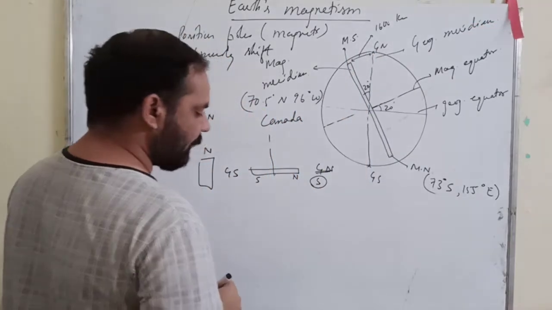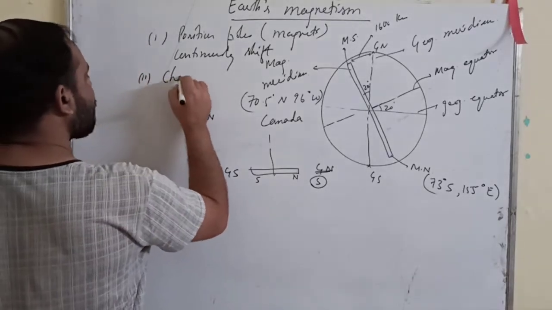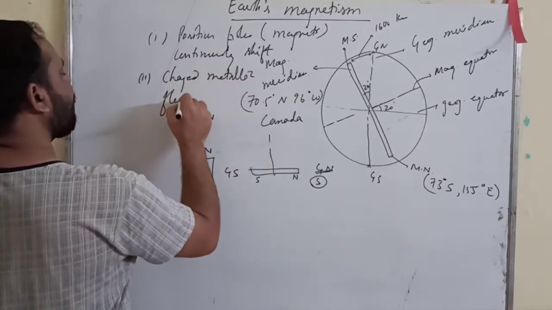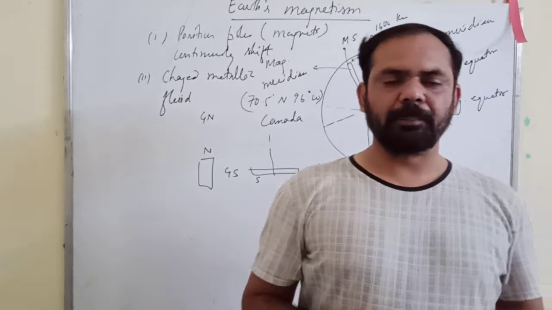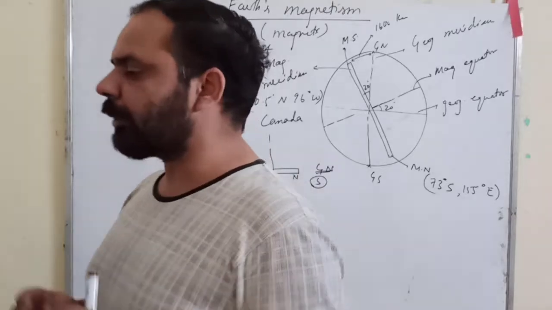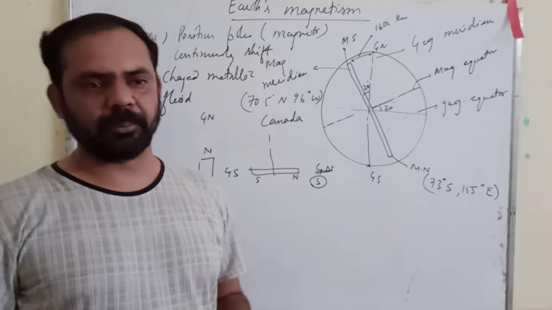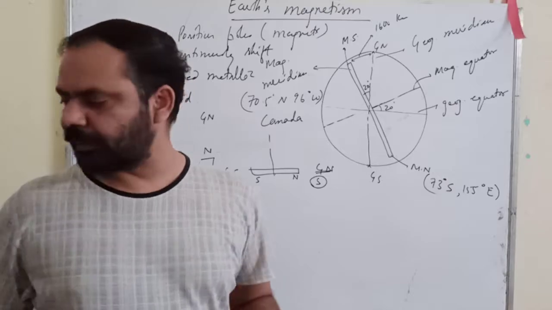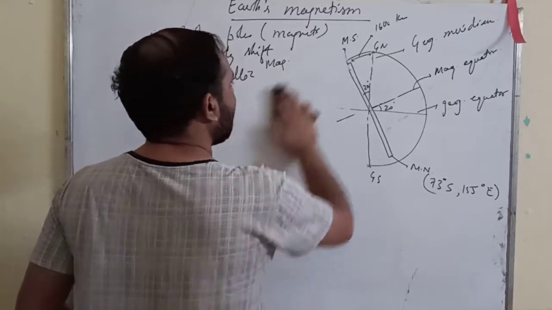The second point is that Earth's magnetism is due to charged metallic fluid. Charged metallic fluid is the reason for Earth's magnetic field. Now here I would like to discuss the important theories that describe the reason for Earth's magnetic field. However, we cannot say that any one of them is completely true. We don't have experimental reasons, but only predicted, theoretical reasons. So we have three different theories for the magnetism of Earth.